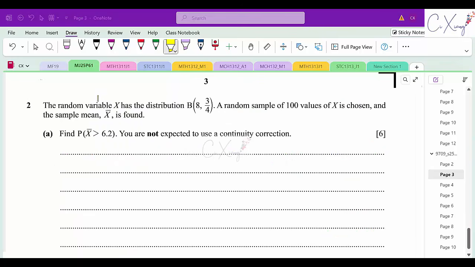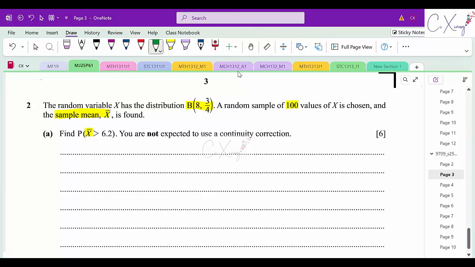Question number 2. There's a random variable X with this distribution. Originally, it's binomially distributed. A random sample of 100 values of X is chosen and the sample mean is found. Then find the probability that the sample mean is greater than 6.2. You are not expected to use a continuity correction. So maybe you can highlight the X bar here, which is the sample mean. And this question belongs to sampling distribution.